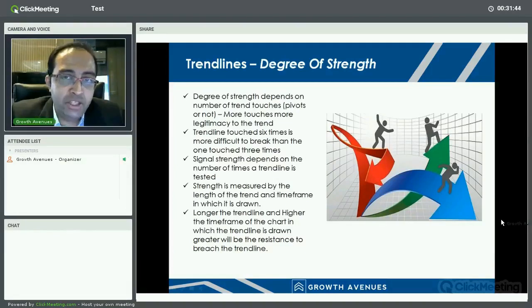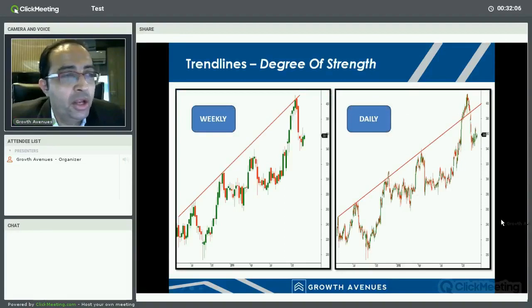And if it is not, then we should not be very gung-ho about the possibility of the move to continue or hold on. We should be quick in our action, because the degree of strength is very critical. In the degree of strength, there are two concepts. One is the number of touches, and the other is the time frame. If the time frame is higher and the number of touches is more, the validity of the trend line is much stronger than on a shorter time frame with fewer touches.